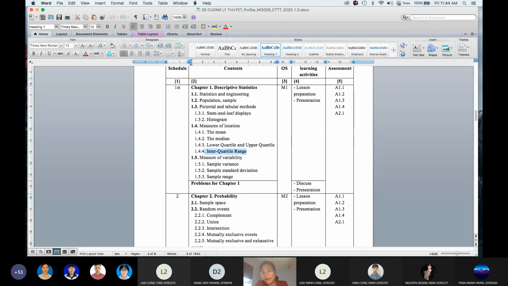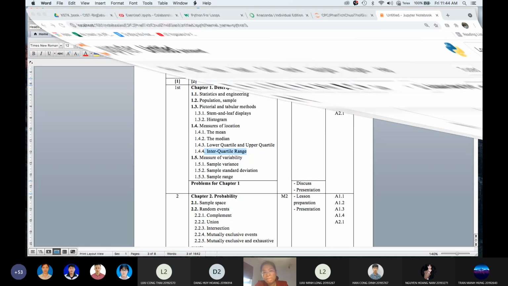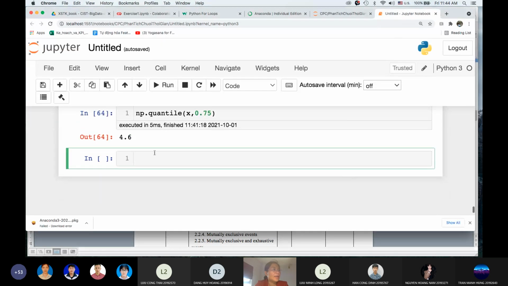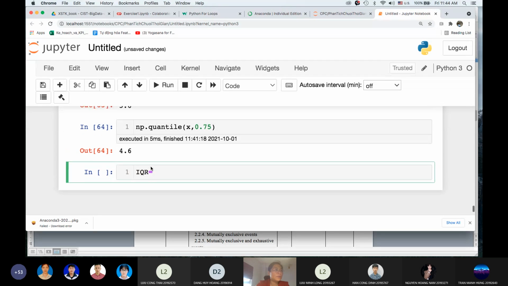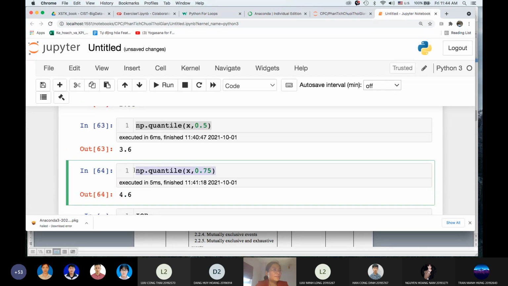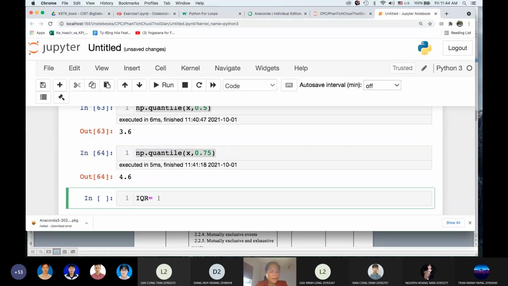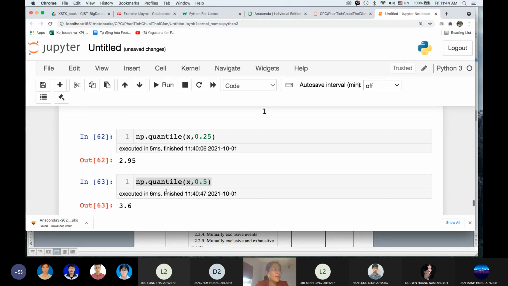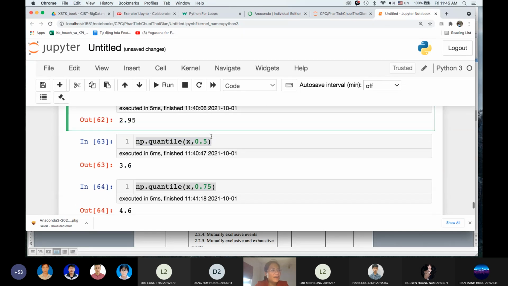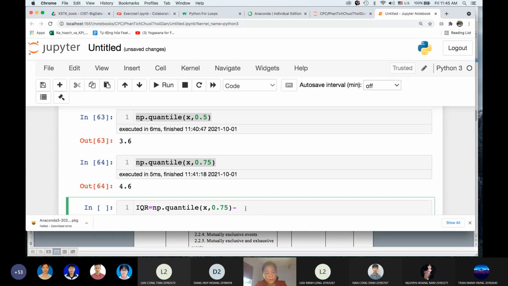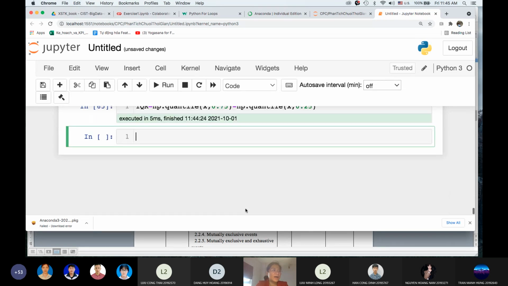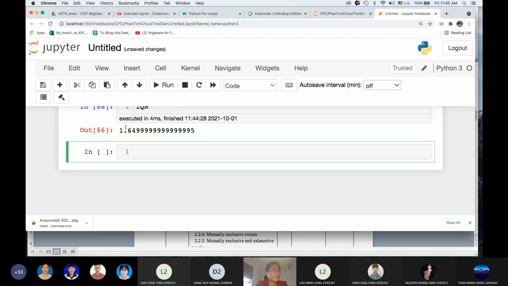What is the inner quantile range? People call it IQR. IQR equals the upper quantile minus the lower quantile. Lower is fixed at 0.25 and upper is 0.75. Here's the IQR. The IQR for this data is this value.